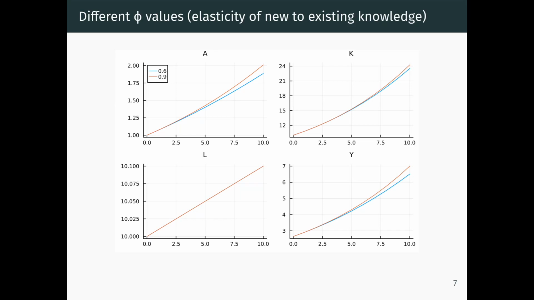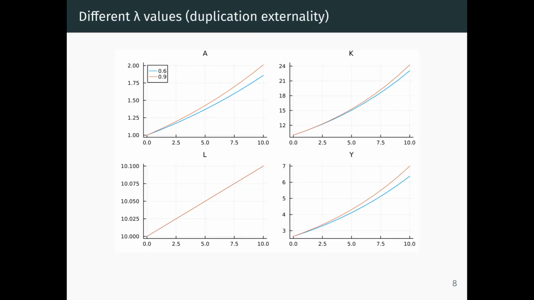technology. And you see, for example, with a higher value of 0.9, the stock of technology builds up much faster compared to a value of 0.6, which is then also reflected in an increased total output. And with an increased total output and a constant rate of saving, we see also that the capital stock then builds up faster. So this already is in line with our expectations. If we then test different lambda values, where lambda is this duplication externality, we see a very similar picture.